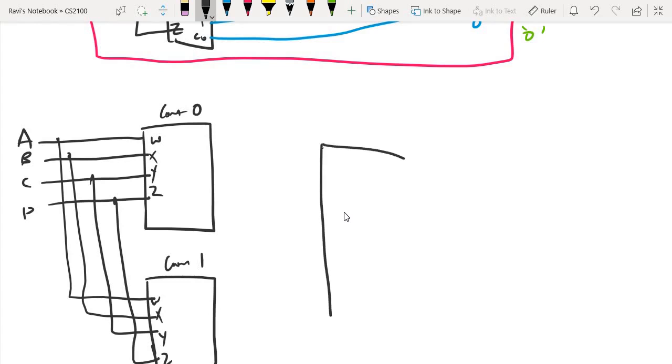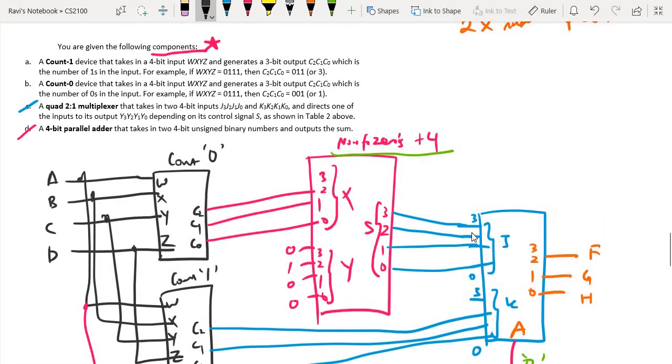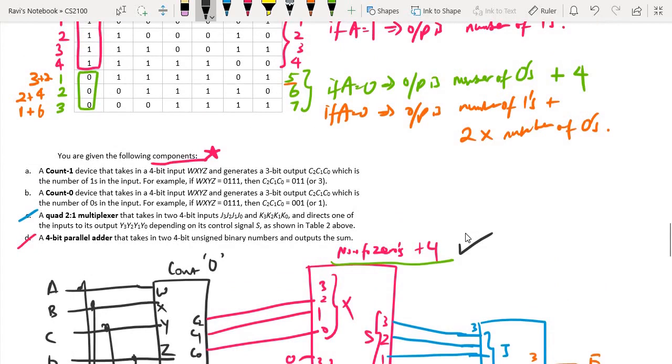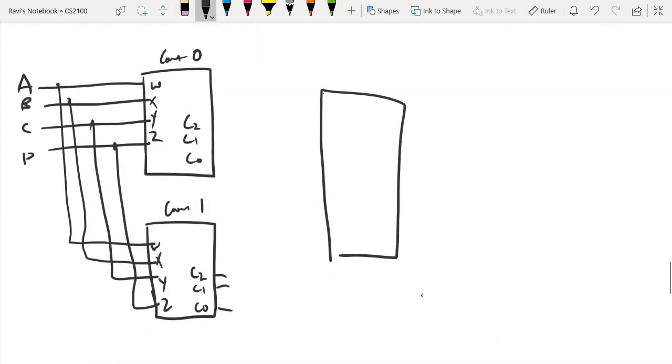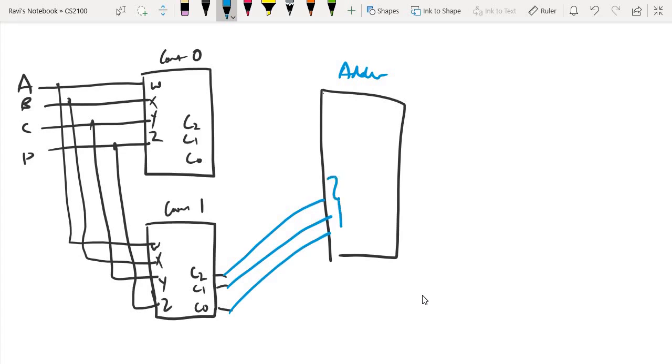Now the next stage is the adder. The count 1 output here, which is your C2, C1, C0, already gives me the answer when A is 1. Now the other thing I need to look at is when A is 0. For A is 0, we already did this approach here, which is number of zeros plus 4. Now we're going to do the second approach here, which is number of 1s plus 2 times the number of zeros. So this adder here, basically what we're going to do is the number of 1s, which is here. So the number of 1s will be the other input Y, so the bit 3 will be 0. Okay, so this is Y, and the X, again has 3 inputs, 3, 2, 1, 0.